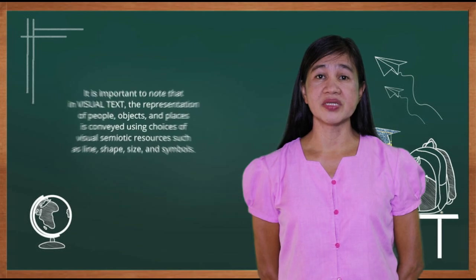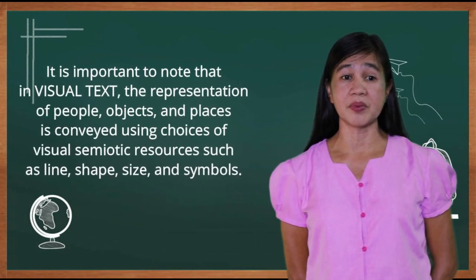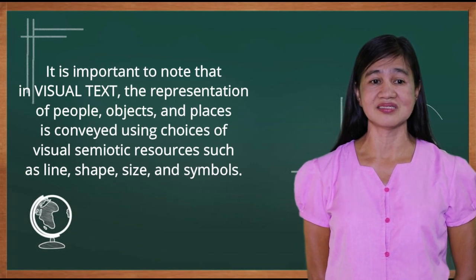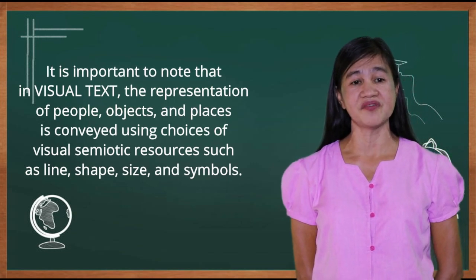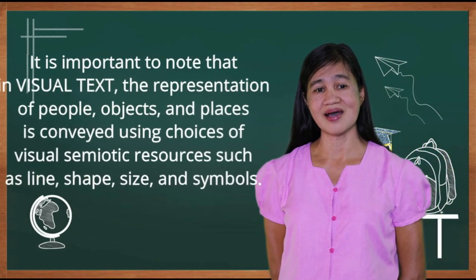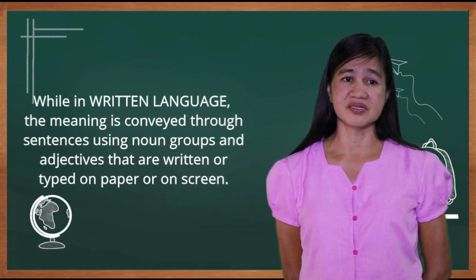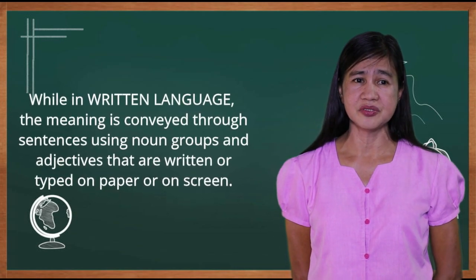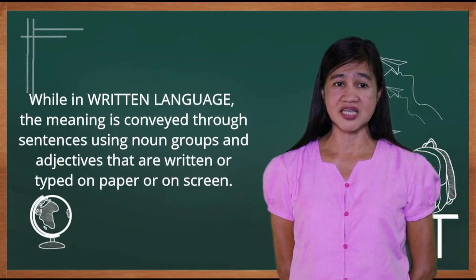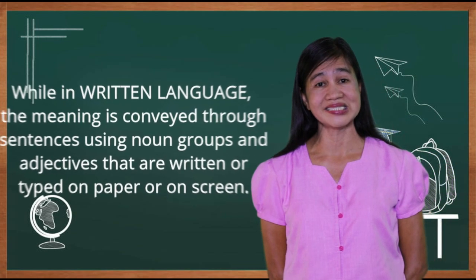It is also important to note that in visual text, the representation of people, objects, and places is conveyed using choices of visual resources such as line, shapes, size, and symbols. While in written language, the meaning is conveyed through sentences using noun groups and adjectives that are written or typed on paper or on screen.